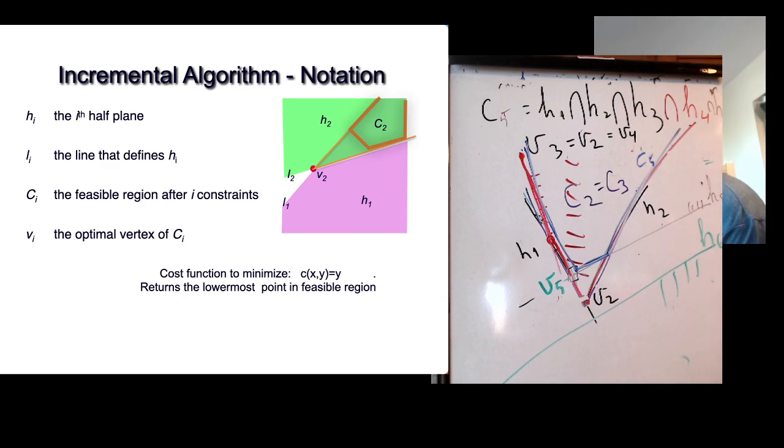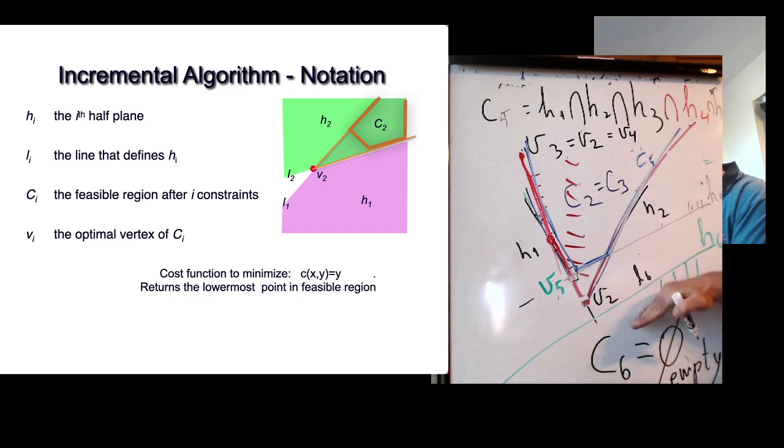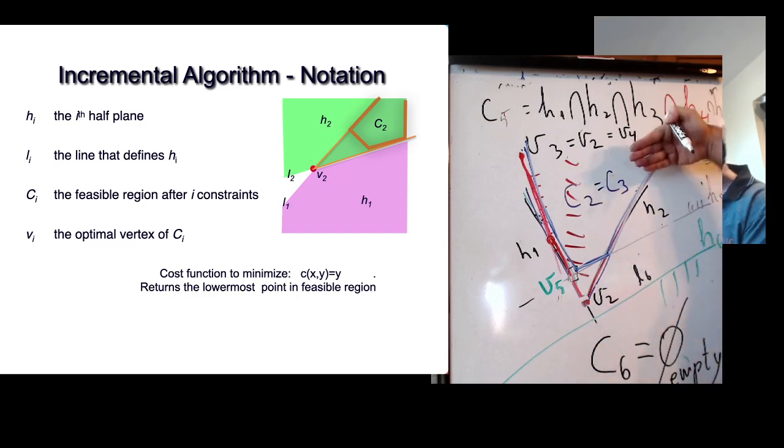It's an over-constrained diet. It implies that no matter which combination of bananas and oranges you take, you cannot satisfy all the constraints. So C6 is empty. That's just a notation for empty. You cannot find any point inside C6. I cannot be both below L6, remember the line that defines edge 6, and above the line that defines edge 5.